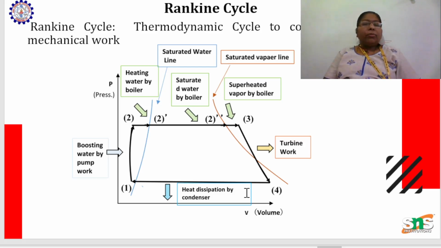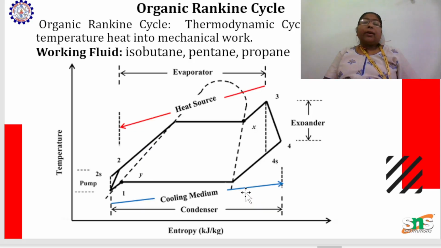The operating fluid in a thermal power plant is water, and water is heated to a very high temperature. You may have a question in your mind whether it is possible to generate power from low temperature fluid also. Yes, it is possible, and that is achieved with the help of the organic Rankine cycle.